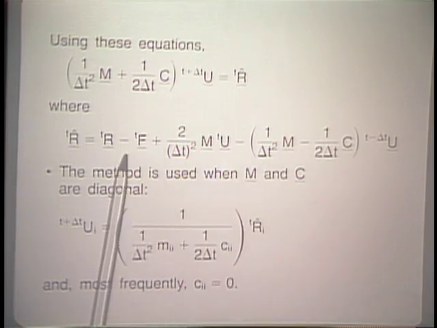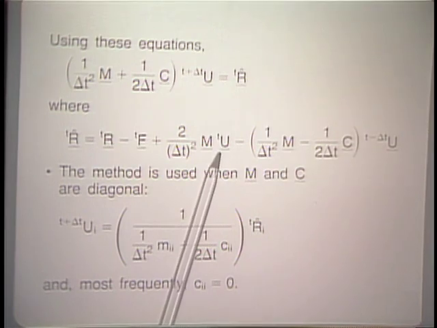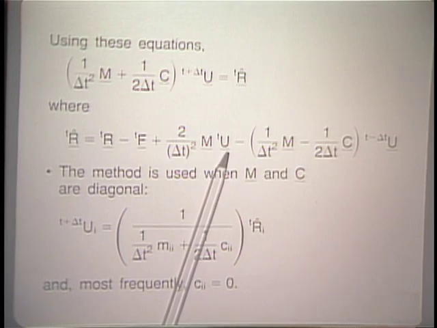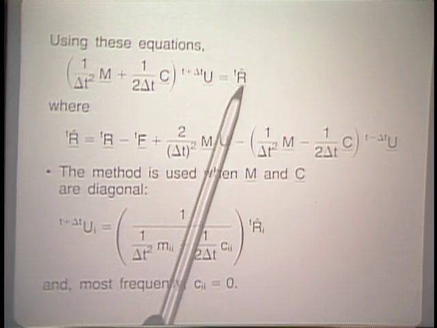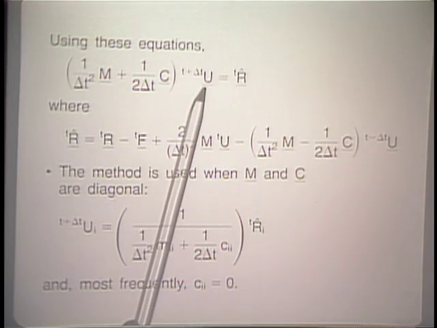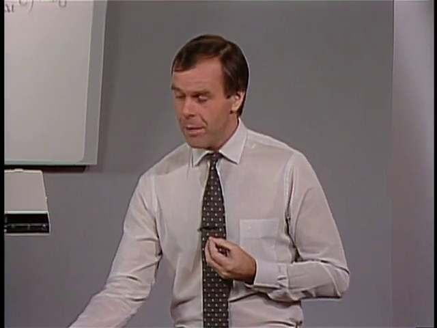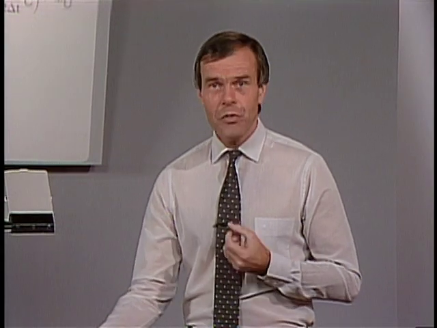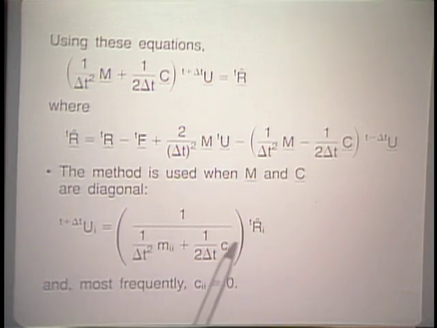In other words, all the terms here are known, because these terms only involve displacements corresponding to time t minus delta t and displacements corresponding to time t. And therefore, we know this Tr hat. We can plug it in here on the right-hand side and calculate the unknown displacements corresponding to time t plus delta t. The method is most useful when m and c, the mass and damping matrices, are diagonal, because in that case these equations here decouple as shown right here.